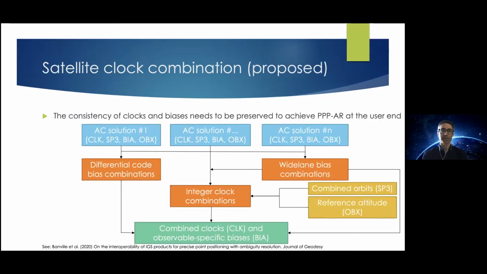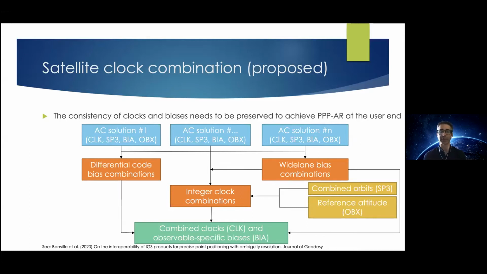So what we're proposing is to do not only a satellite clock combination, but a clock and bias combination, because the consistency of the clocks and the biases needs to be preserved to achieve PPP-AR at the user end. So now analysis centers will not only contribute clocks and orbits, but also biases. And with that, we'll be able to do different types of combinations. So not only clocks, but now combinations of different types of biases, such as the differential code biases or the wide lane, also known as the Melbourne-Wübbena biases.